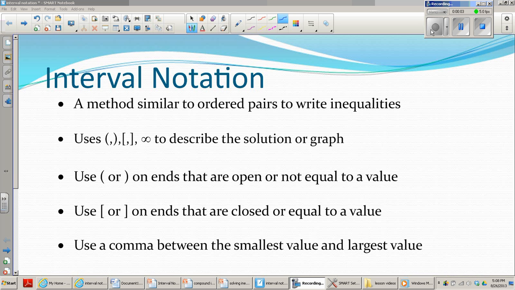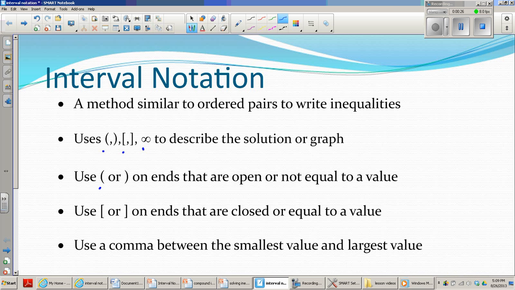Today's video is on interval notation. So, notes to put in your notebook for interval notation. What is interval notation? A method to write ordered pairs. It kind of looks like ordered pairs, but it's going to be about the inequality. It uses parentheses and brackets and the infinity symbol when you're writing it.